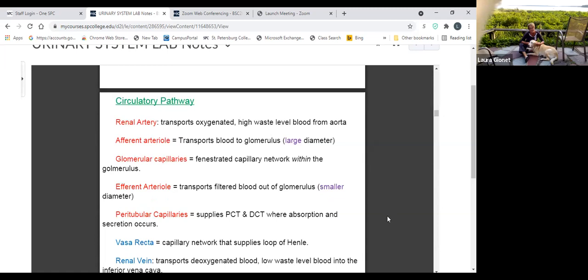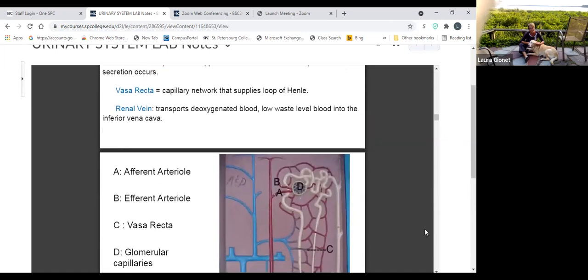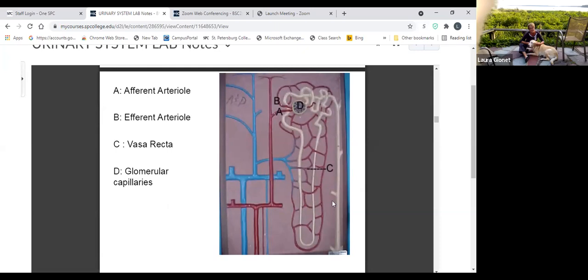This is our circulatory pathway, starting with the renal artery, and then to the afferent arteriole, glomerular capillaries, efferent arteriole, so forth and so on. This is what I meant. I knew I had another picture of that one model. And so you can see the nephron in all the whitish tube system here. But then you can also label up the circulatory pathway through it. So I think this picture is excellent for that.